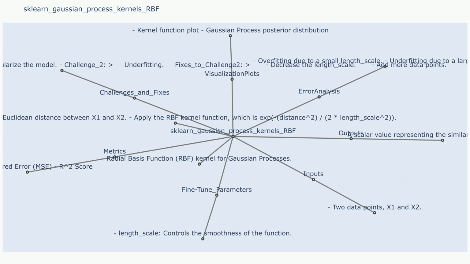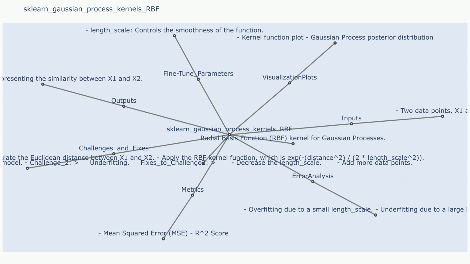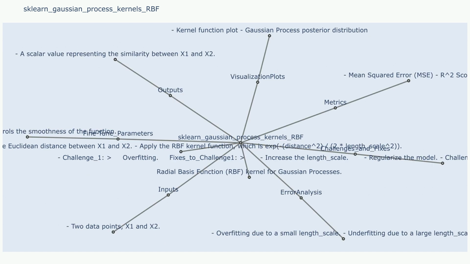Fine-tune parameters. Parameter 1: length scale gamma. The length scale parameter controls the width of the Gaussian bell curve. A larger length scale results in a wider curve, implying that points further apart can still be considered similar. A smaller length scale results in a narrower curve, meaning that only points very close to each other are considered similar. Parameter 2: constant value, an optional constant value added to the kernel. It can be used to introduce a bias term into the GP model.